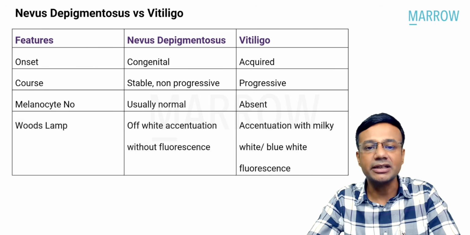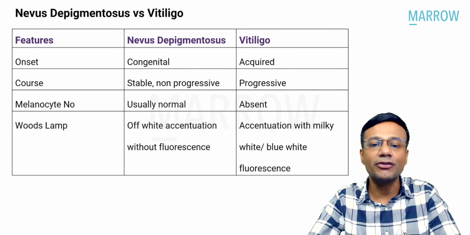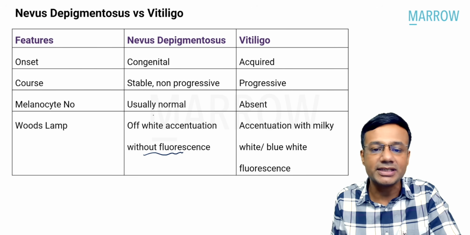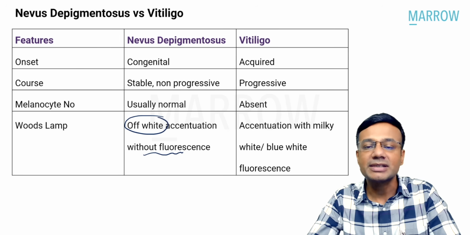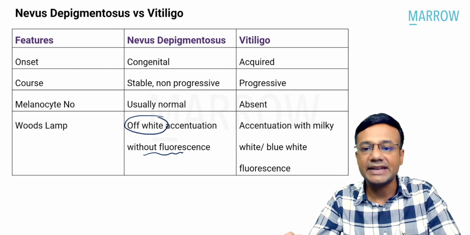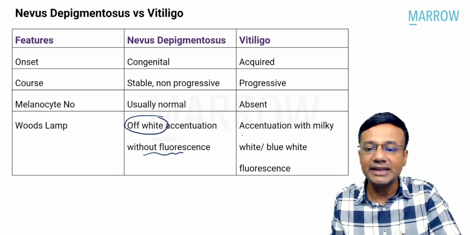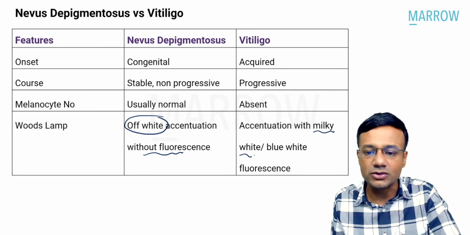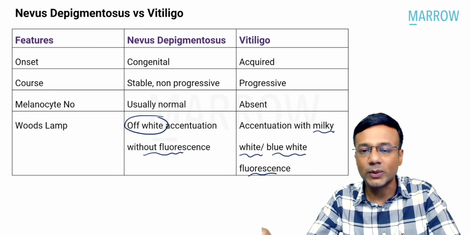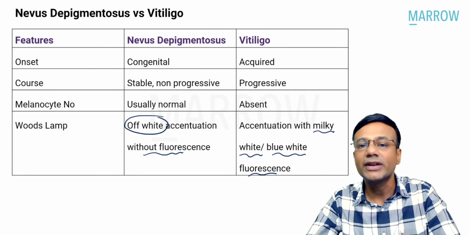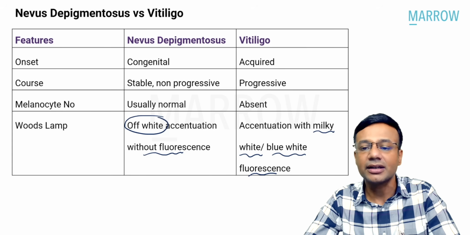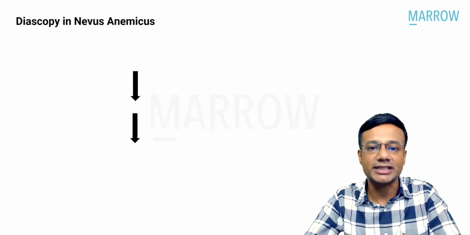On Wood's lamp examination, nevus depigmentosus, you get off-white accentuation without fluorescence. So please remember, off-white accentuation, there's no fluorescence here because melanocyte number is normal. Whereas in vitiligo, you get accentuation with milky white or blue white fluorescence. Different sources mention milky white as well as blue light fluorescence. So this white was a distractor for many students. So please remember, off-white accentuation without fluorescence is nevus depigmentosus. Vitiligo will have accentuation of the color with milky white or blue white fluorescence.